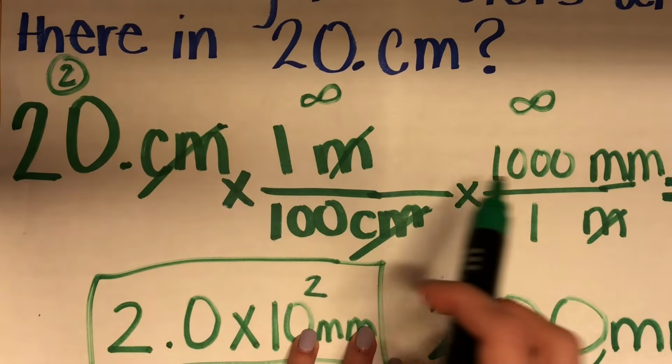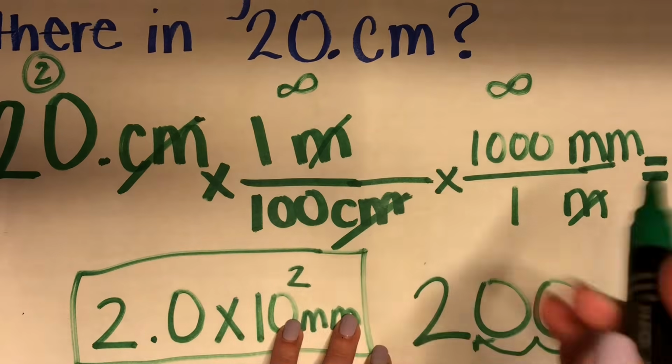Again, notice one long setup. Please don't split it up into 2 with 2 equal signs. You will get points taken off.